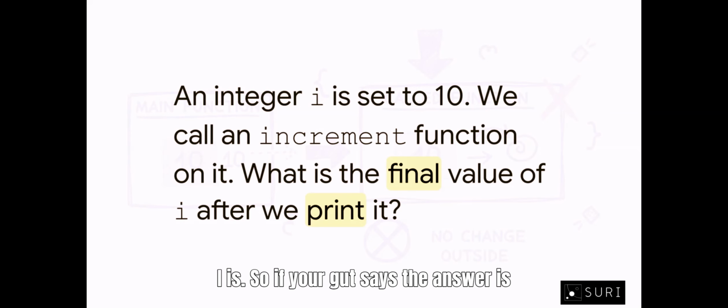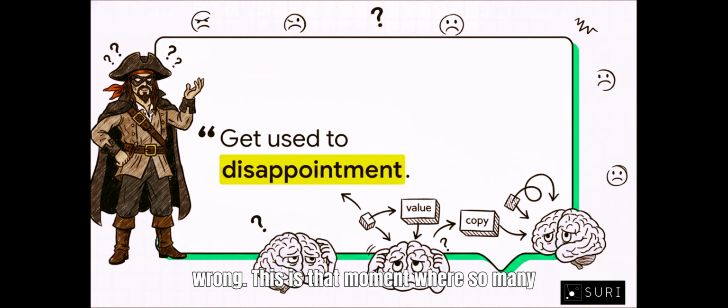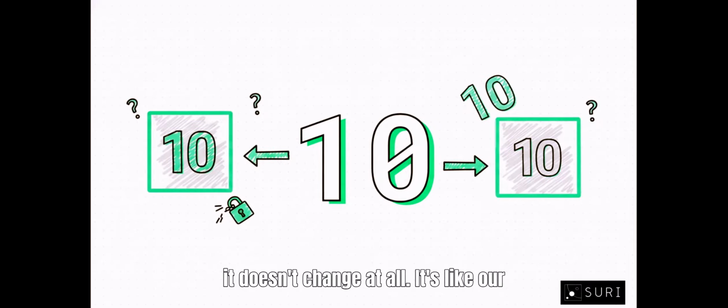So if your gut says the answer is 11, well, as the Dread Pirate Roberts from The Princess Bride would say, get used to disappointment. Ha! Because yeah, the obvious answer here is actually wrong. This is that moment where so many C programmers just scratch their heads. The actual output is 10. The value of i doesn't change at all. It's like our increment function did absolutely nothing to it. So the big question is, why?